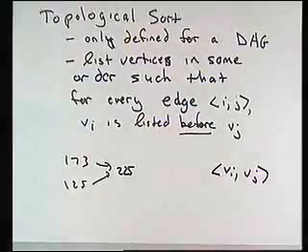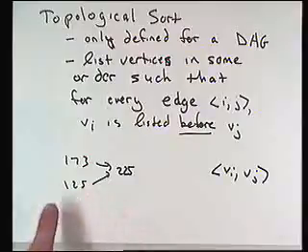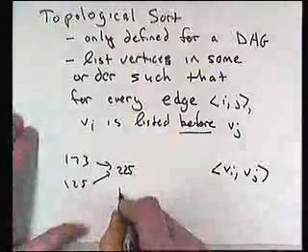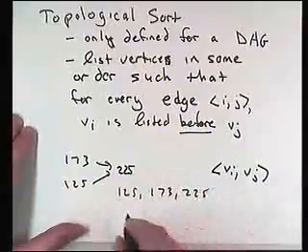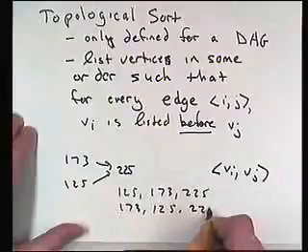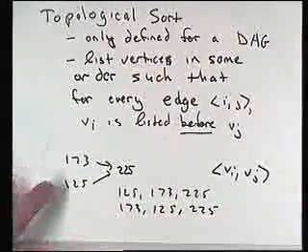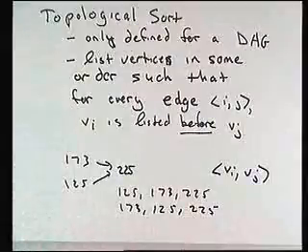Which means topological sort is not necessarily unique. Just in this simple graph alone, I have two different topological sorts. I could have said 125, 173, 225, or I could have said 173, 125, 225. We don't care what order those two vertices appear in, as long as they both appear before 225.